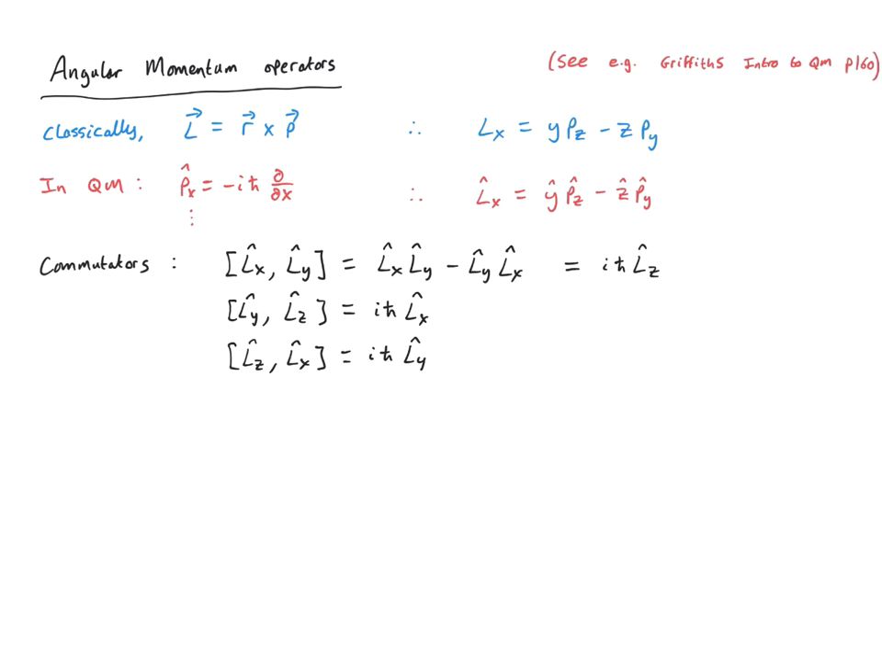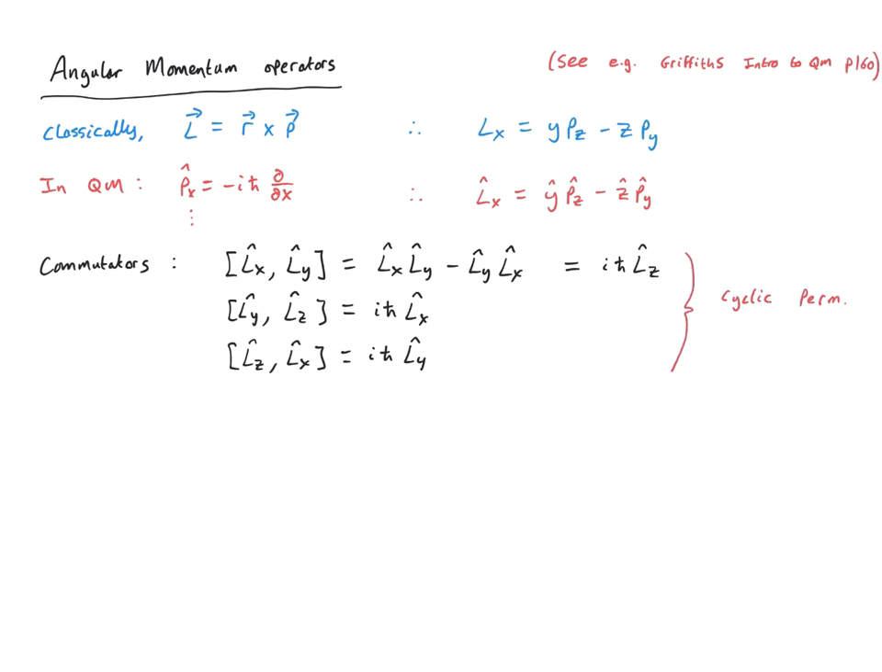I can write these down right away through this cyclic permutation property because I see that x, y, and z appear in order. So I see in here Lx, Ly, Lz. And then I have this wraparound property. That's what we mean by cyclic. So here we have Ly, Lz, and then we start again at Lx. Lz, then we start again, Lx, Ly, and so on.